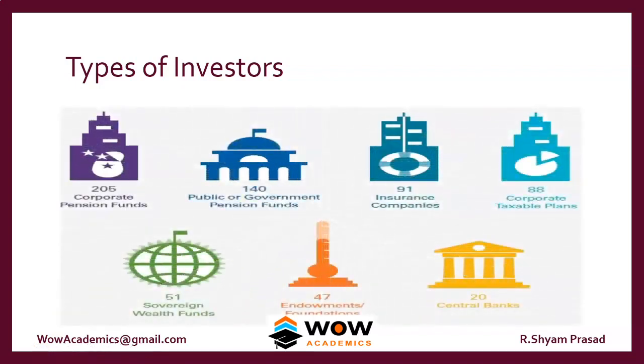See, there are so many types of investors against you. You have pension funds, government pension funds, insurance companies, corporate tax plans, sovereign wealth funds, endowment funds, and central banks. All these are investors in the stock market, and all of them are trying to make money from it. As the market is a perfect market, so many people are there to analyze, we can't have an edge over these investors.